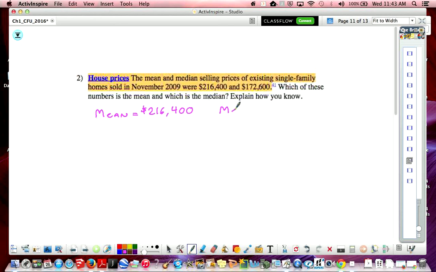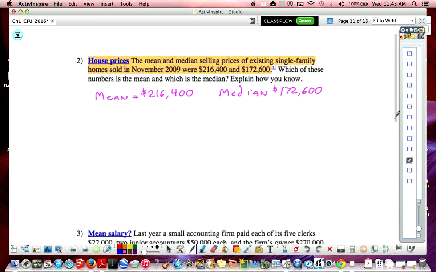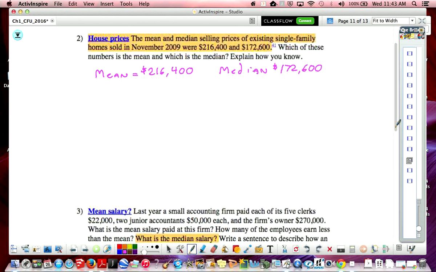So we'd say that the mean is $216,400 and the median is $172,600. It's like most houses. Usually it just takes one to throw it off. So we always want to describe what's going on here. Well, the distribution of house prices tends to be skewed to the right. So I'm going to note this here.